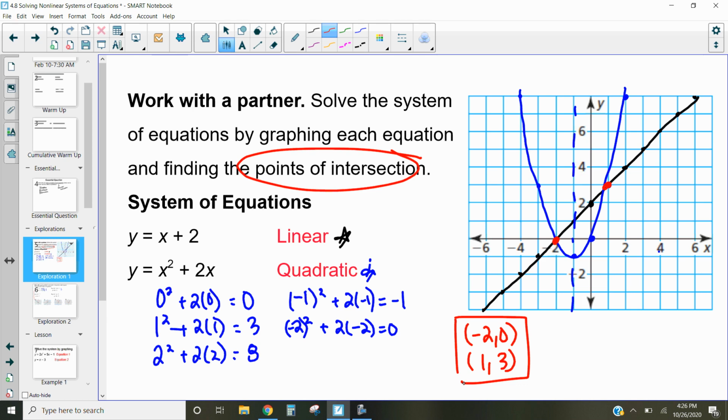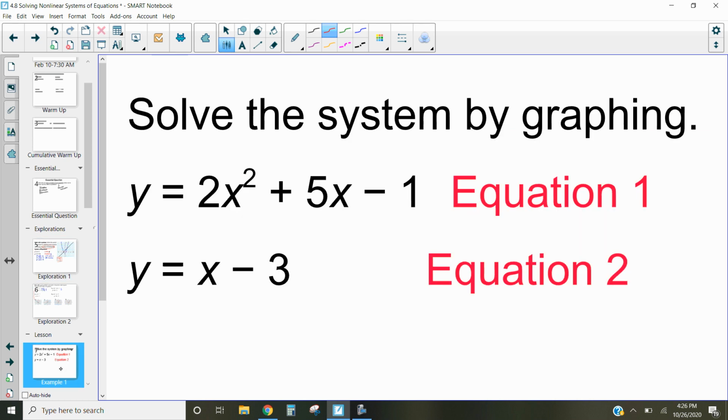Now, that's a great way to do it if we want to graph it by hand. Another way that we can do it is we can graph it using something like Desmos. So that's what we're going to do here: we're going to graph using Desmos.